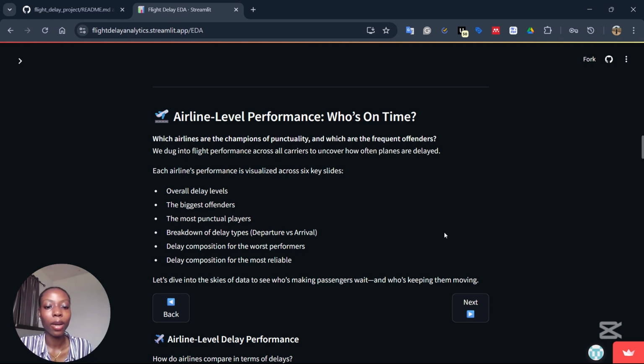Each airline's performance is visualized across 6 key slides: overall delay levels, the biggest offenders, the most punctual players, breakdown of delay types, that is the arrival versus the departure, then delay composition for worst performers, and delay composition for the most punctual players. Let's dive into the skies of data to see who is making passengers wait and who is keeping them moving.